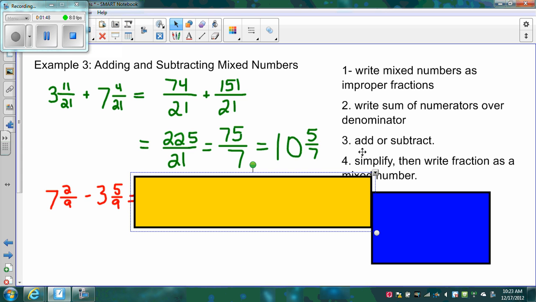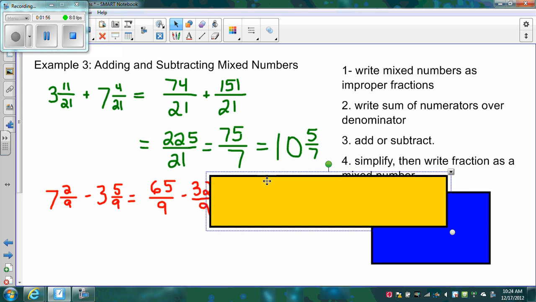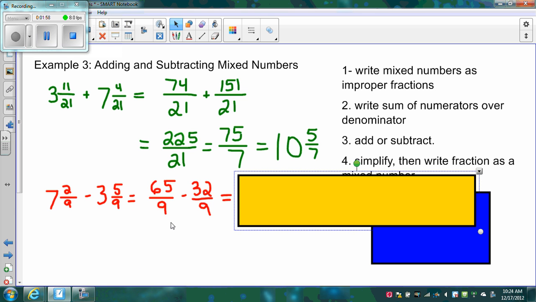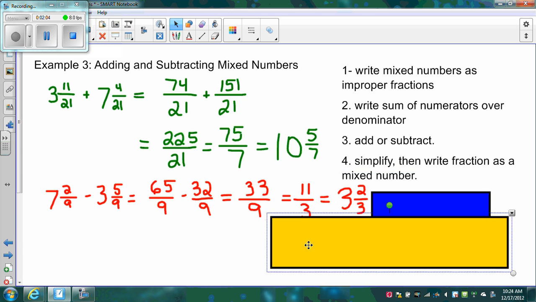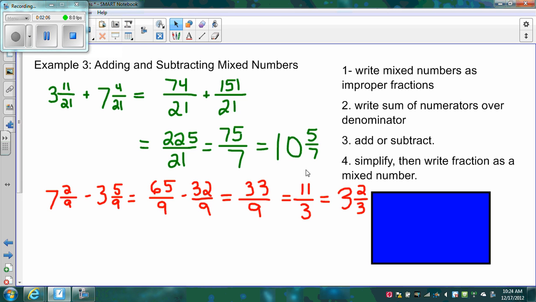So here's another example with subtraction. So it's really important to do this with subtraction. You always need to make sure you make it an improper fraction first, or you're going to mess up and not get the right answer. So 65 over 9 minus 32 over 9. We then are left with 33 over 9, which simplifies to 11 over 3, which is 3 2/3.